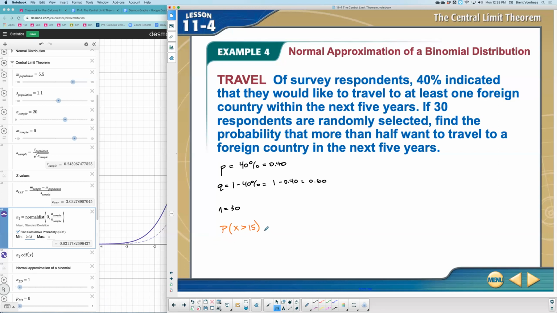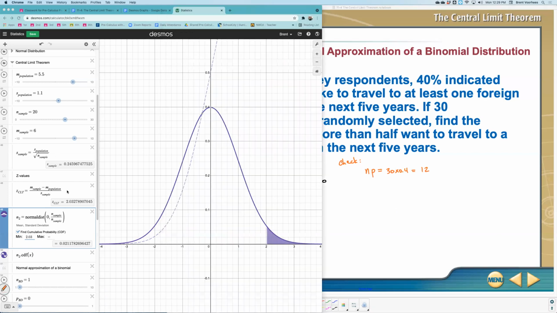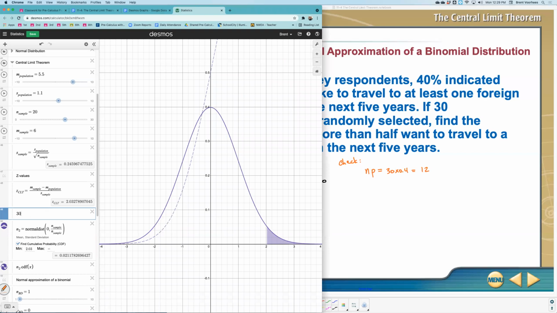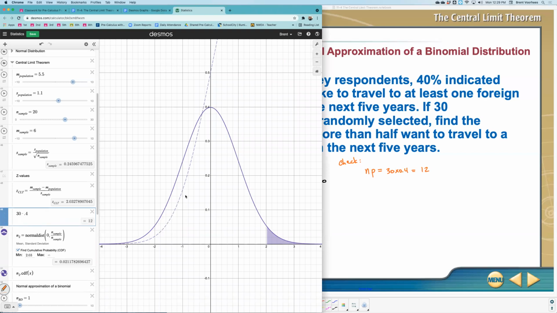That's the probability. Okay, so to use the normal approximation, first we need to check two things. We need to check first, if I take n times p, what will that equal? 30 times 0.4 will equal 12, I believe. I'm going to check that real quick. And it needs to be greater than 5. So I'm just going to type this in, 30 times 0.4. And you can see that's 12.